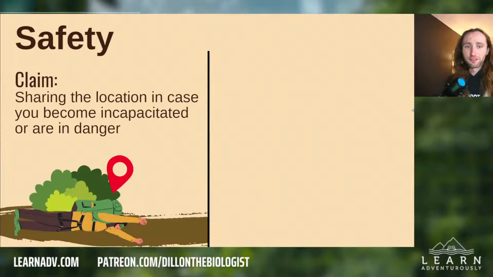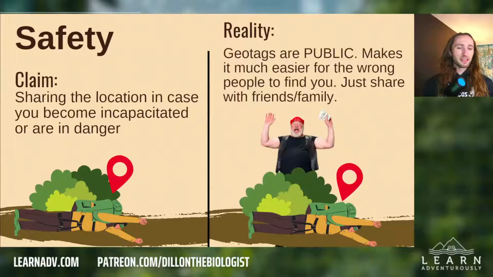The thought process is that if you are constantly sharing your location, like the live location share, or doing your stories and tagging every GPS point along the way, that should you pass out, someone can find you. They can retrace your steps. I've always had a big problem with this. Maybe that's just my own personal experience, but I've found that when you do this, it really just makes it much easier for the wrong people to find you.